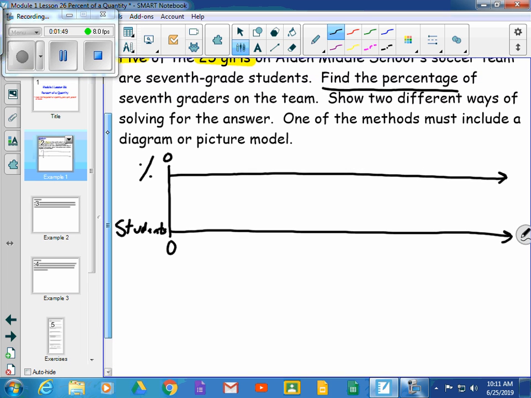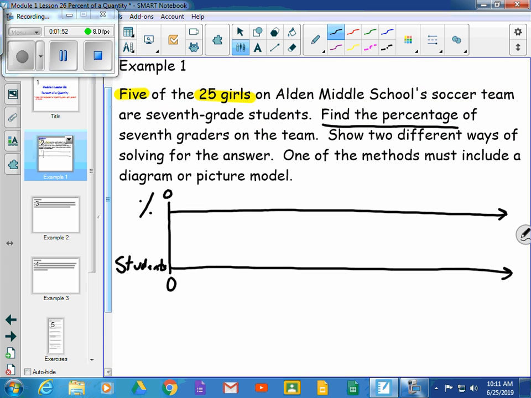Now, before we go too far on it, we have to understand the information that we're going to be using. We're going to be given a part, a whole, or a percent. We're going to be finding one of those 3. This 5 is considered a part. It's the part of the team that are 7th grade students. This 25 is the whole. The whole entire team is made up of 25 girls. And we have to find the percentage.